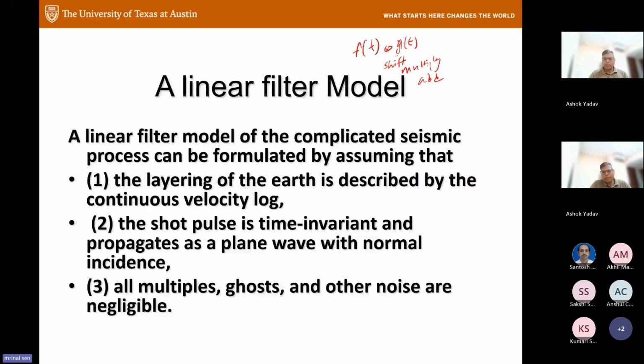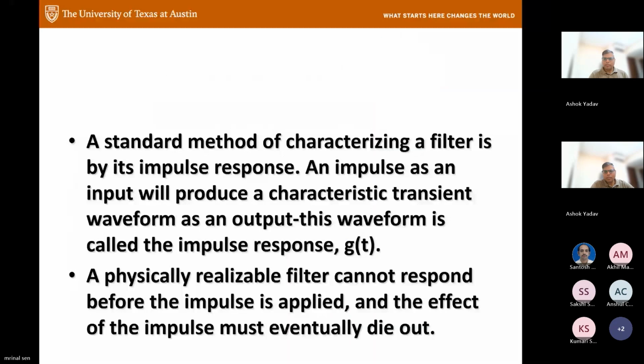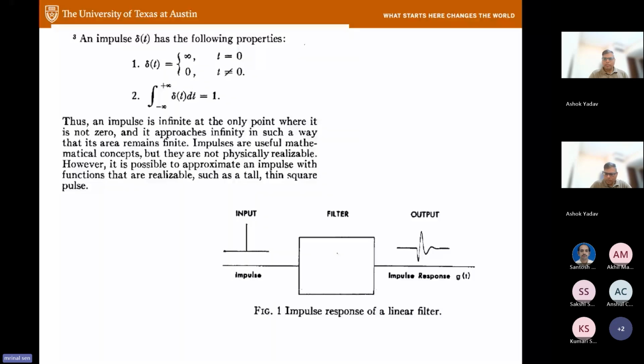Okay. So here we assume that the layering is described by a velocity log. The short pulse is time invariant, and it propagates as a plane wave, and multiples, ghost, and other noise are negligible. So a standard method is what is called impulse response. So it's basically the input that will produce a transient waveform, and the output of this waveform is called the impulse response. Anyway, that's just technicality, but this is what it looks like here.